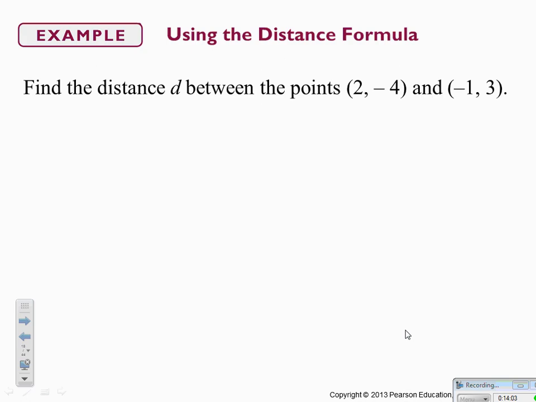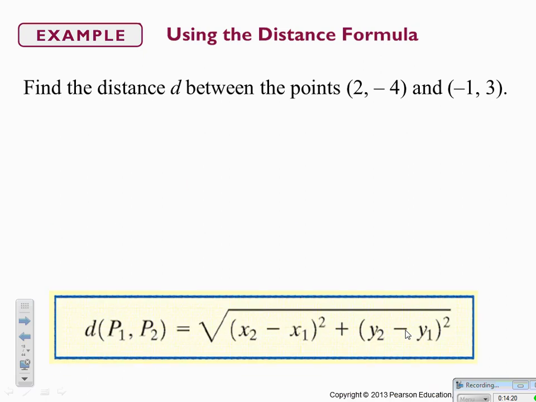All right, so write this down on your paper. Find the distance d between the points (2, -4) and (-1, 3). So this is our application. We put it in our notes so that we know how to use the distance formula. If you are writing this near your original distance formula, you don't have to rewrite it, but I'm putting it on this slide to make sure that we stay on track with the formula.